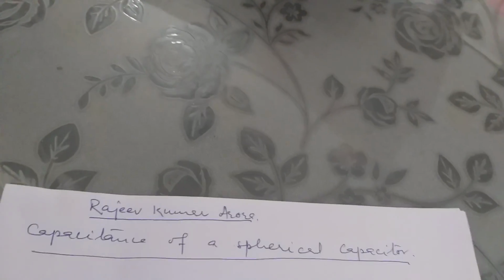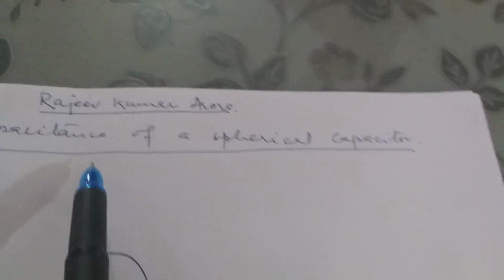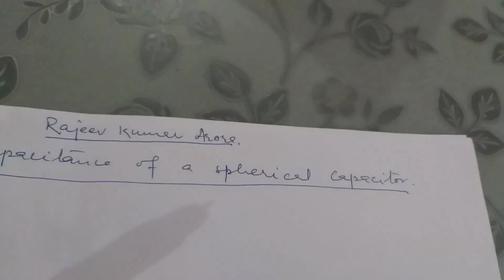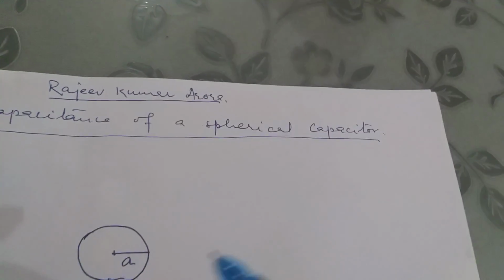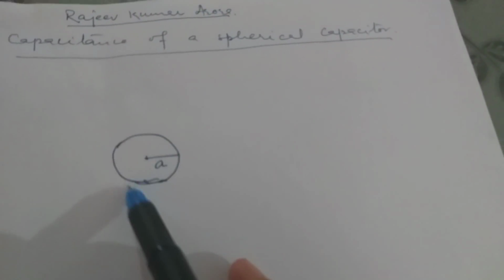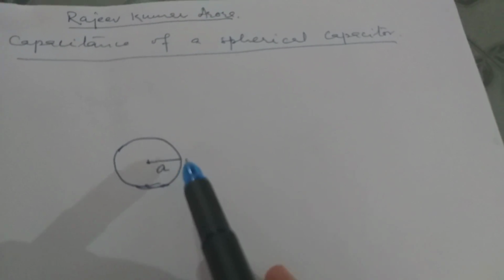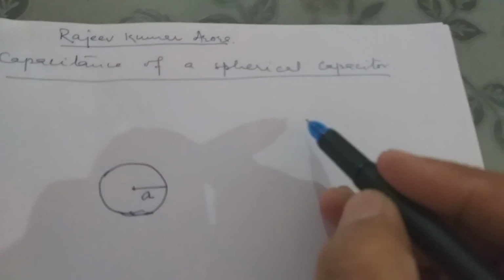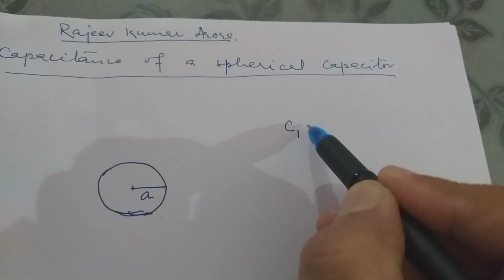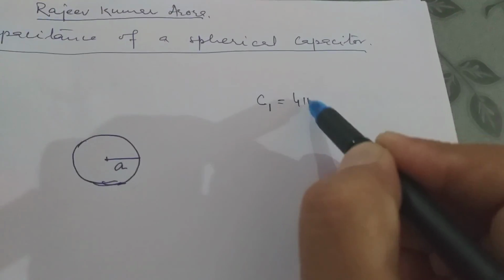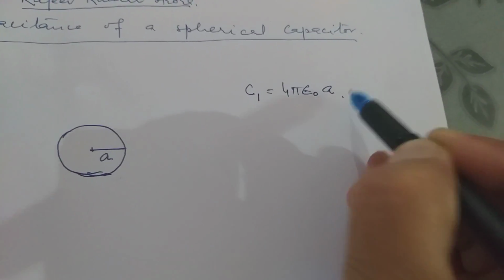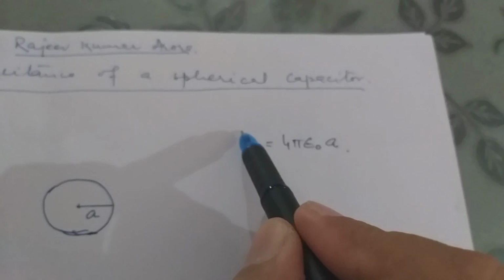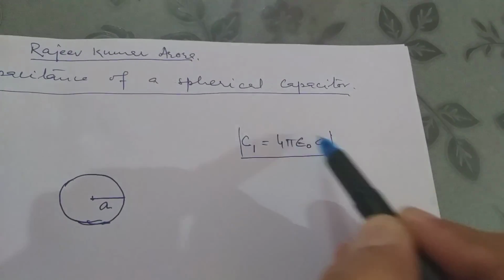Today we will discuss the capacitance of a spherical capacitor. Suppose we have a spherical conductor of radius A. Then its capacitance will be C1, that is 4 pi epsilon naught A. This is what we have studied earlier.